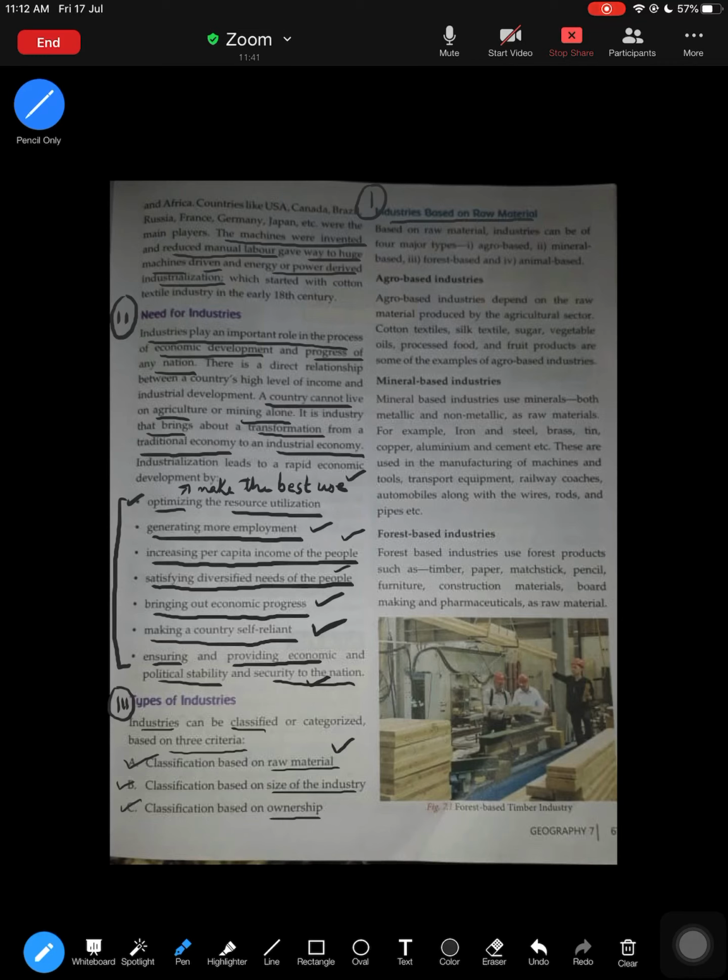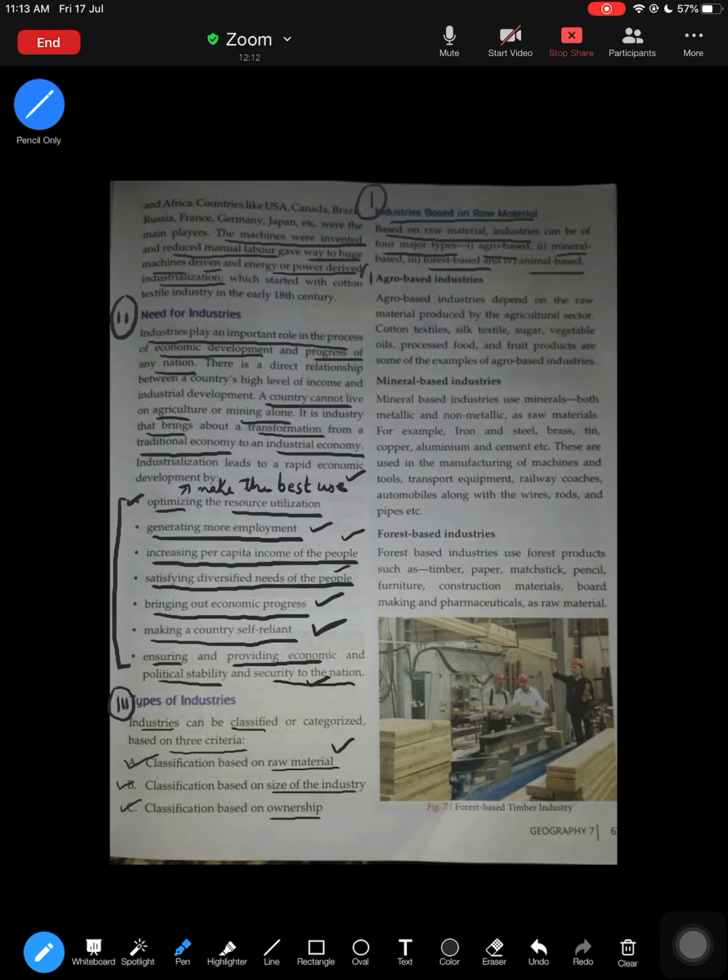For example, if it's an orange factory and you're making orange juice, the main raw material would be orange. If it's a cotton textile industry, if you're manufacturing cotton cloth, the main raw material would be cotton. Similarly, if it's an apple juice factory, the main raw material is apples. So raw material is the main product that we use to manufacture something. So based on raw material, industries can be categorized into four main types: agro-based, mineral-based, forest-based, and animal-based.